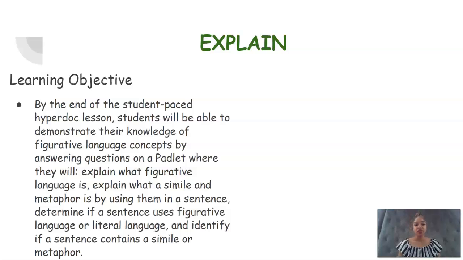By the end of the student-paced Hyperdoc lesson, students will be able to demonstrate their knowledge of figurative language concepts by answering questions on a Padlet where they will explain what figurative language is, explain what a simile and metaphor is by using them in a sentence, determine if a sentence uses figurative language or literal language, and identify if a sentence contains a simile or metaphor. So at the end of this lesson, your activity will be to complete a Padlet.